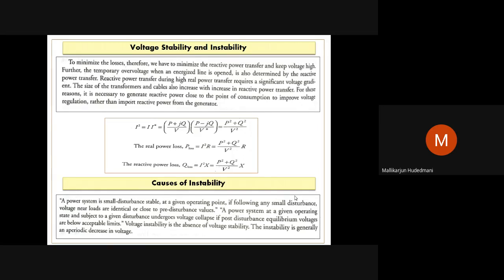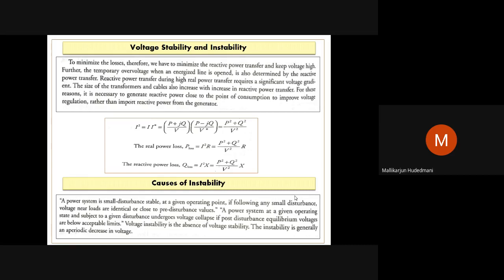If post-disturbance equilibrium voltages are below acceptable limits, it means voltage collapse. After any disturbance, if the voltage levels recovered are very low, mostly the system is not able to be stable. So voltage instability is the absence of voltage stability. That's the keyword, exactly the contrast to each other. When the system is not able to retain its terminal voltage at the specified buses within the specified range, definitely it is an inability, we can say.